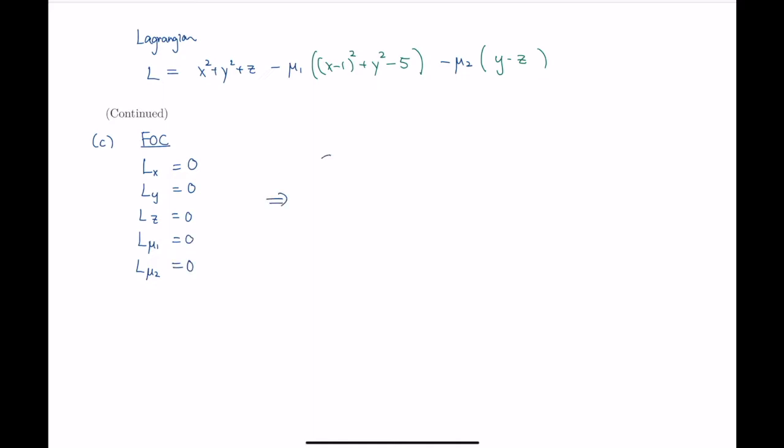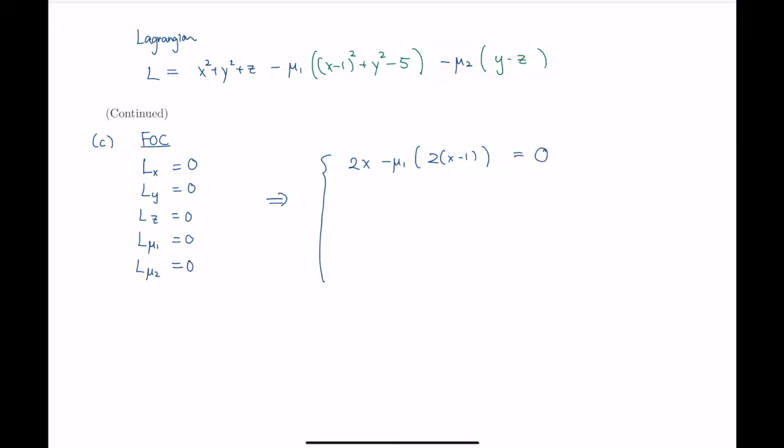Then, if you differentiate them one by one, the first one, differentiate with respect to x, you get 2x. And then z drops out. And then you have only minus mu1 times (x minus 1). And then minus mu2, well, there is no x there, so it drops out, and equals 0.